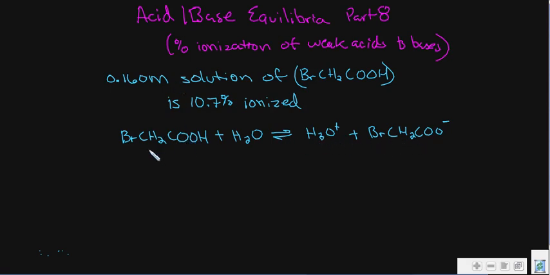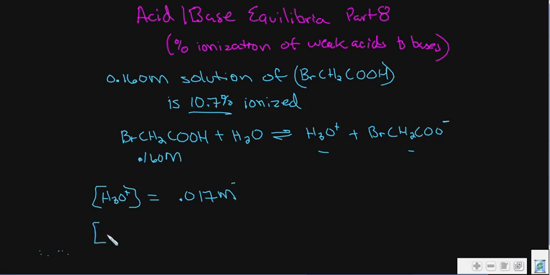So the original 0.160 molar here, 10.7% of that is going to become this one and this one. So what does that mean? Well, it's pretty simple. If we were to look at the hydronium ion concentration, it's going to be 10.7% of 0.160, which turns out to be, you just take times 0.107. Let me punch that in my calculator right now. 0.017 molar concentration. There's that.